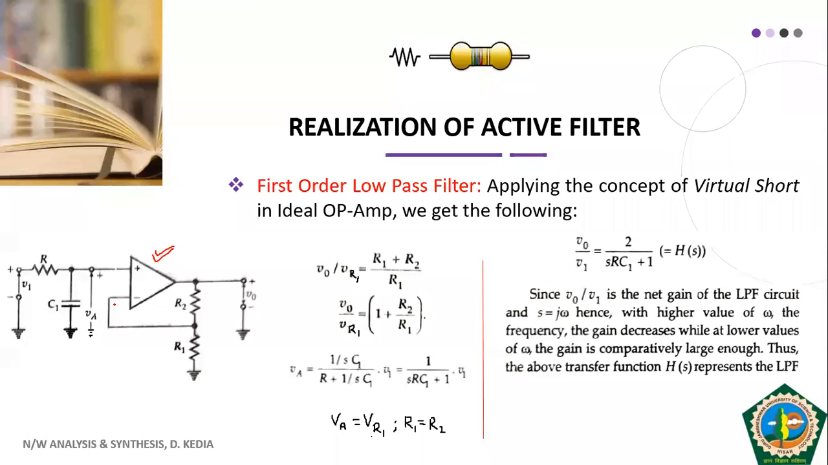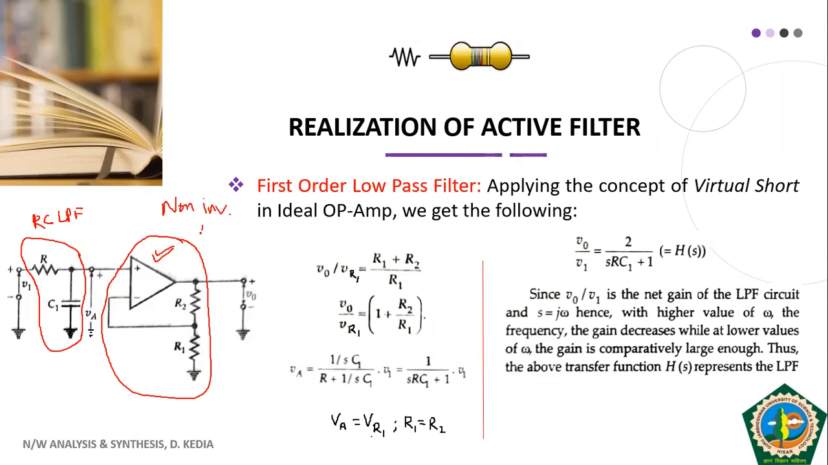Fine. You have to identify things separately. In case of your first order low pass filter, if you look at this carefully, this is your RC filter. In fact, this is your RC low pass filter, whose working you already know. And this is our operational amplifier, which is working as a non-inverting amplifier. Non-inverting amplifier means it will amplify the signal as it is, it will not change its sign.